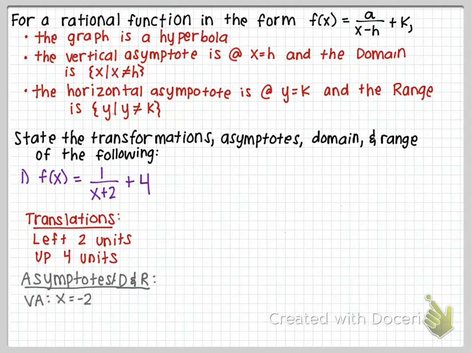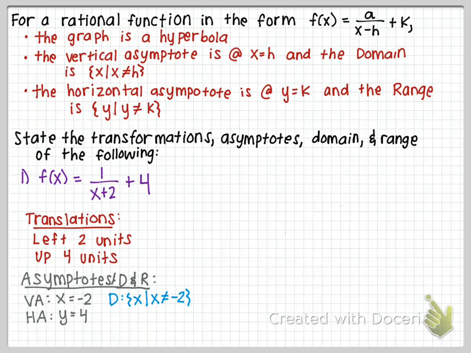The vertical asymptote is at x equals -2 because we're going left. It's always the opposite of whatever you see here. So it looks like x plus 2, so the vertical asymptote is at x equals -2. Now, it says up here that the horizontal asymptote is y equals k. Remember, k is this number, so our k in this case is 4. So our horizontal asymptote is at y equals 4.